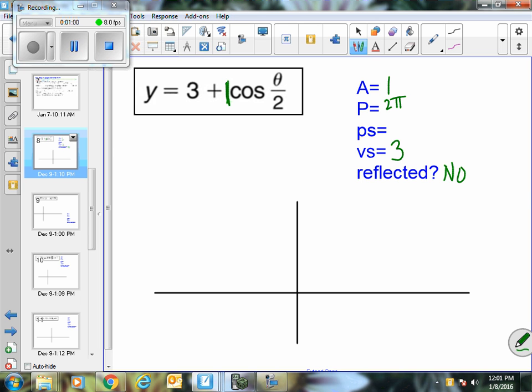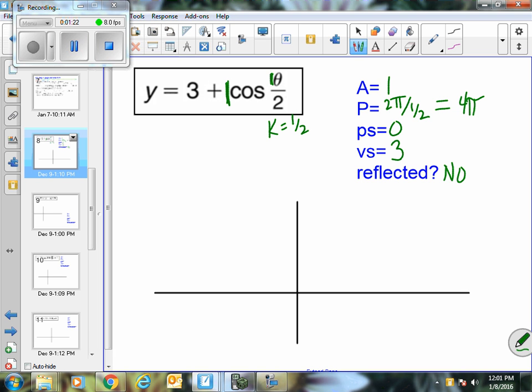Period. 2 pi divided by, here's another common error. It's 1 over 2, so 2 pi divided by a half. In other words, remember what your k value means. If k is a half, that means you'll only see half of your graph in 2 pi. So that means it's going to take a full 4 pi, multiplied by the reciprocal, to get through the entire graph.